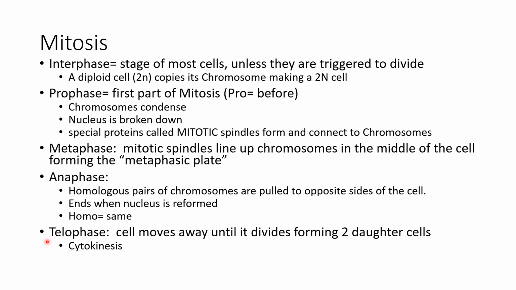And then you end up having telophase. Telophase is the cells moving away from each other. So you would have two nuclei and the cell would start reforming and moving away from itself. It's called cytokinesis. Cyto means cell, kinesis means moving. So the two daughter cells move and split, and now you end up having two cells.